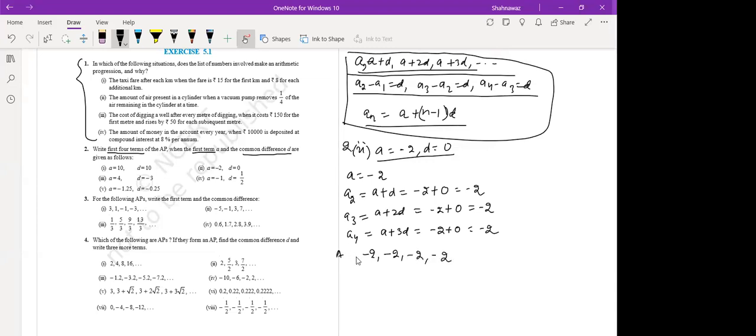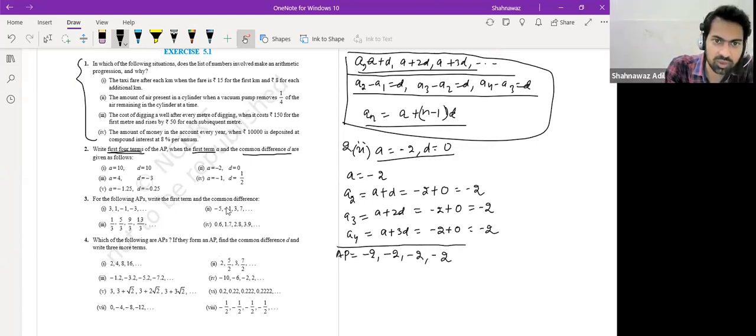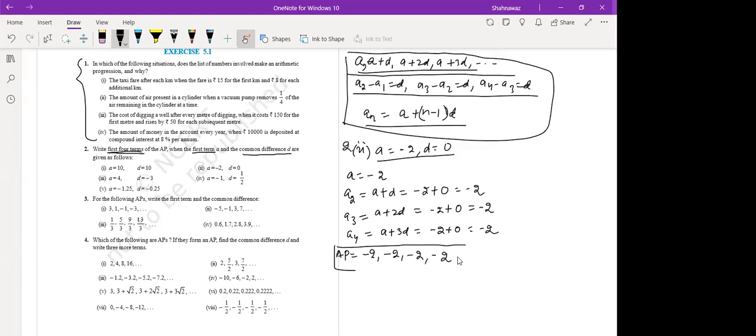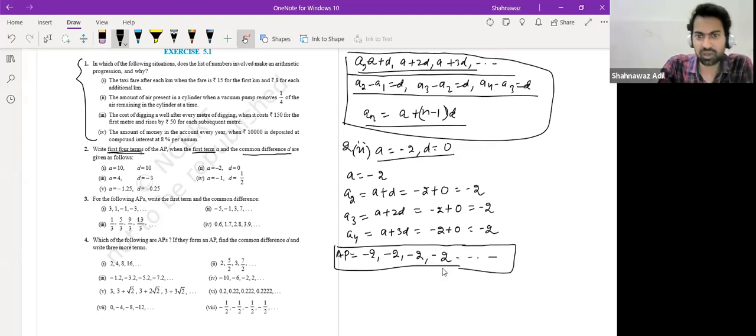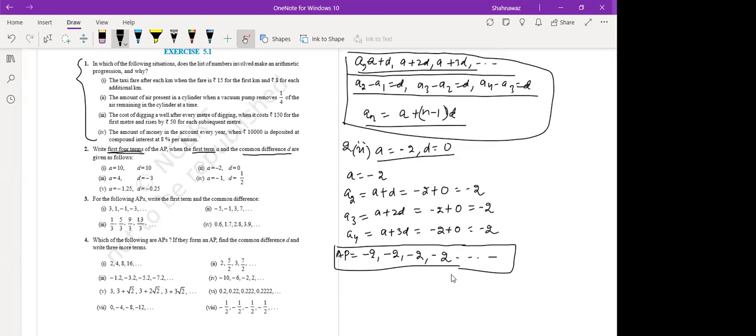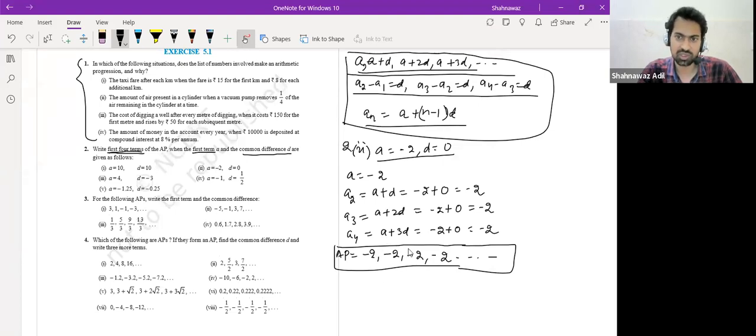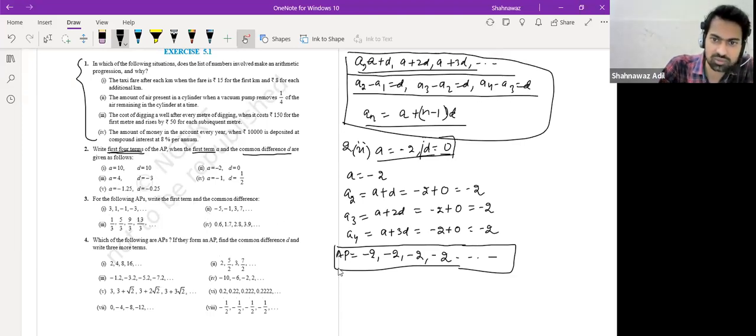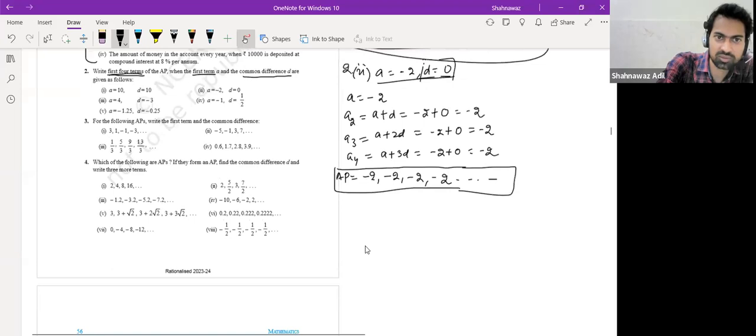So how many terms do we need to find? In the question, the first four terms only, right? Yes, sir. You have two kinds of AP. One is finite AP where you have the last term, right? But this is an infinite AP. This is also an AP because you have this common difference which is zero. This common difference is the same. So this is an AP, right?